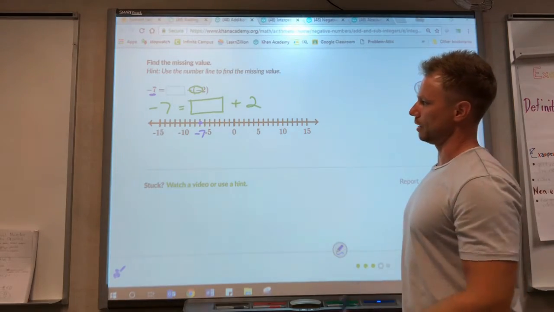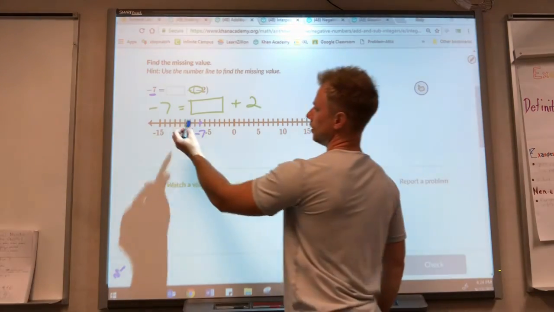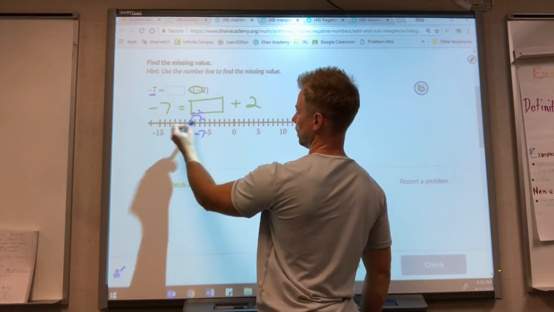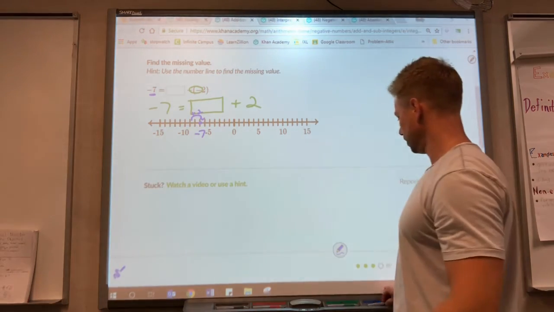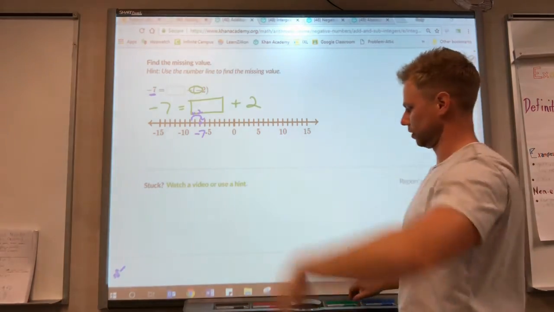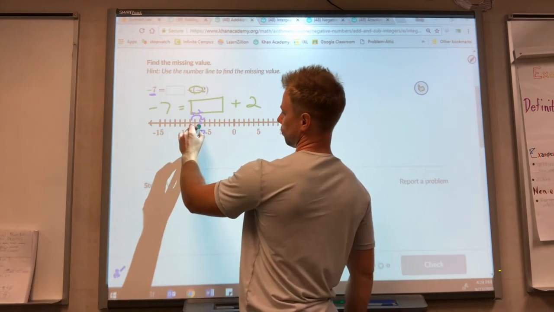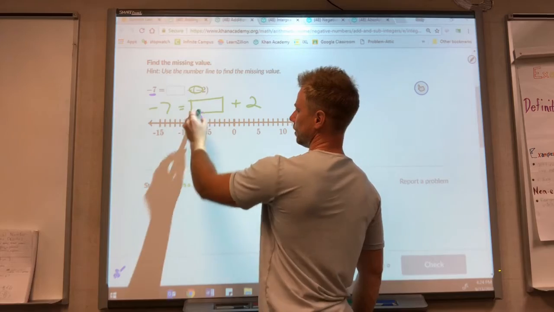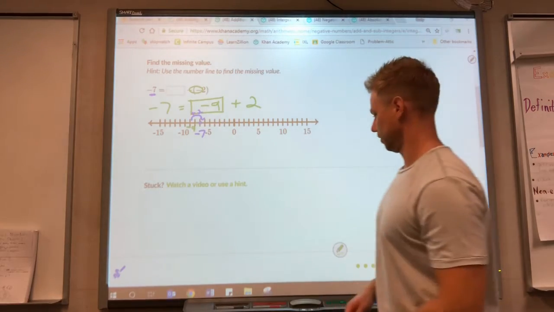So again, when you're adding, you're going to the right. So we went to the right 2 and ended up at -7. To figure out where we started, we have to go backwards. We have to go to the left 2. So if I go to the left, that brings me to -8 and -9. So again, our answer is -9.